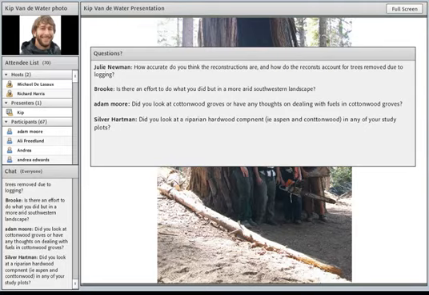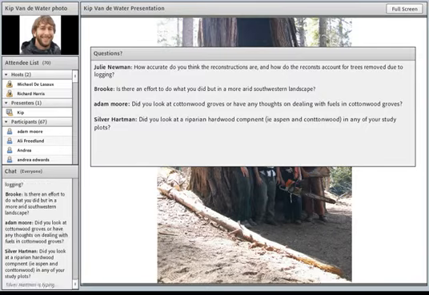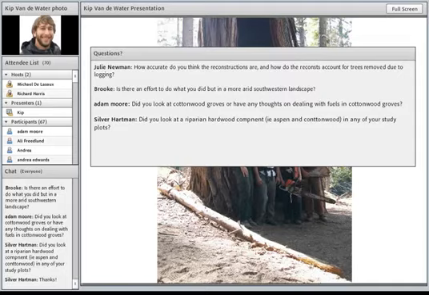Are you back online, Richard? Yeah, I am. So Silver Hartman has joined us, and she asked, did you look at a riparian hardwood component in any of your study plots? Yeah, there were actually a couple of plots that did have some aspen and cottonwood in them. I can tell you specifically which ones those were if you're interested. I'll email that to you, and you can look at the nitty-gritty data for those specific stands.